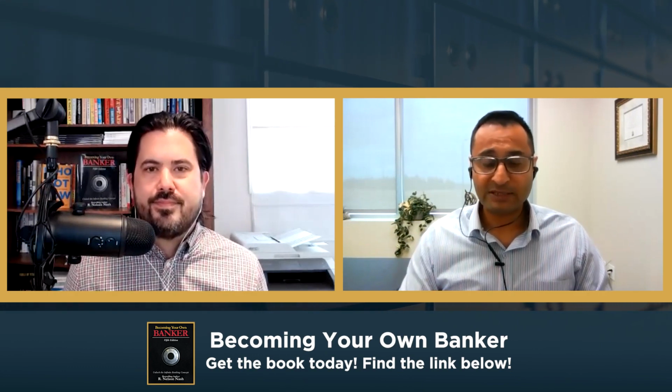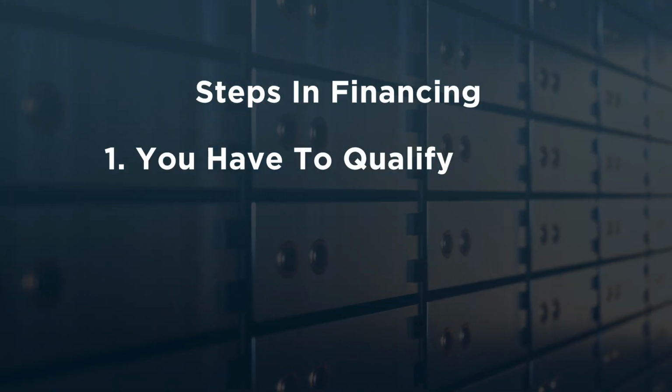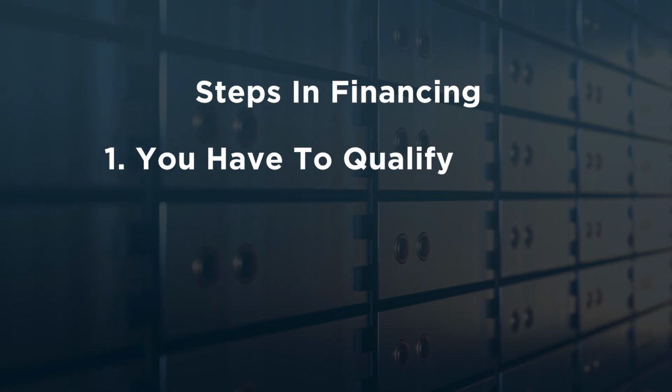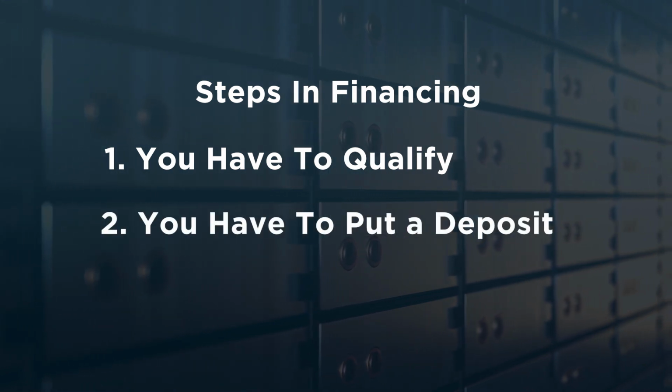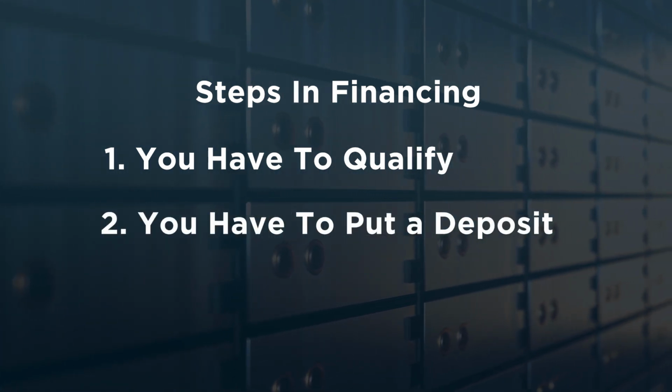Let's dive in, Peter. Just before we get started with the example, I want to have a discussion regarding the essence of becoming your own banker. Let's assume in this example that you're the one purchasing the house for $400,000, meaning you need to get $400,000 financed as a mortgage. What are the steps in financing, Peter? The first thing is you have to qualify for the loan. The next step is you have to put a deposit as a down payment for the loan.